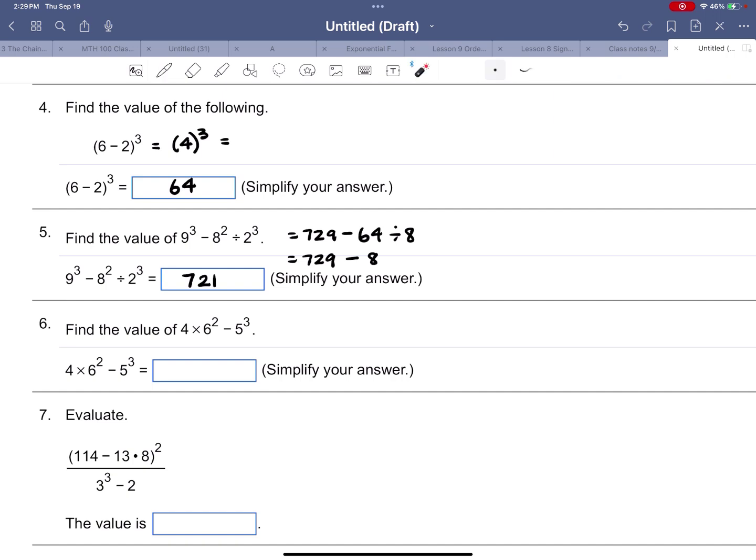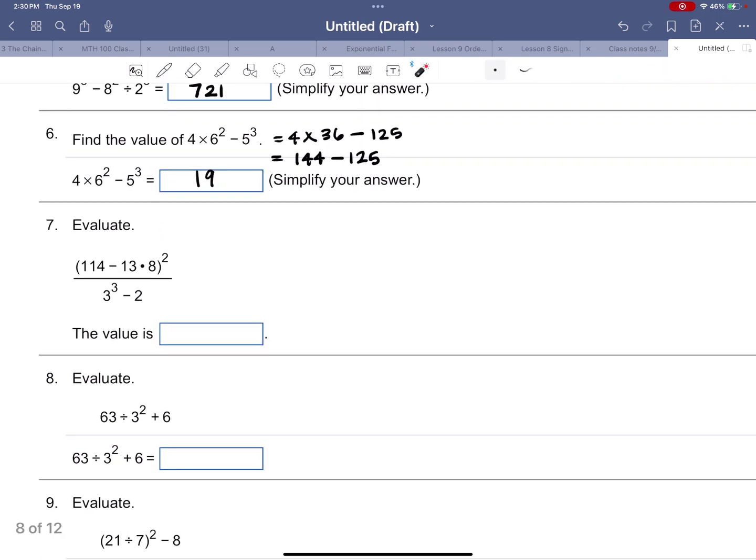Example 6. We've got to multiply, we've got exponents, and we've got to subtract. Exponents come before multiply, subtract comes last. So we have 4 times 6 squared is 36, minus 5 to the third is 125. Now the multiplication, 4 times 36 comes next, 144. The last thing we do is 144 minus 125, and that gives us a final answer of 19.